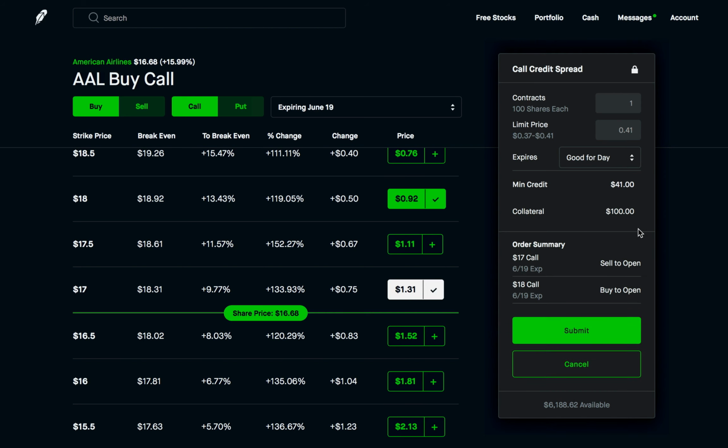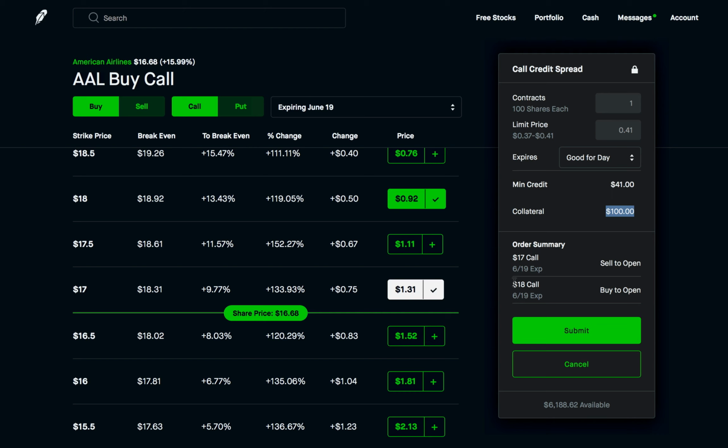And so again, you can see a couple of things here, guys, like I've mentioned before. You're going to buy to open a call at an $18 strike price that expires on June 19th, and you're going to sell to open a call at a $17 strike price that expires on June 19th as well. And remember, guys, you're always putting up collateral for these credit spreads. And as I mentioned before, to calculate how much collateral you're going to need to put up, all you got to do is subtract the strike prices of the call you sold and the call you bought. And so if we subtract 17 from 18, that's 1, and then you multiply that by 100. So that's how much collateral you're going to put up.